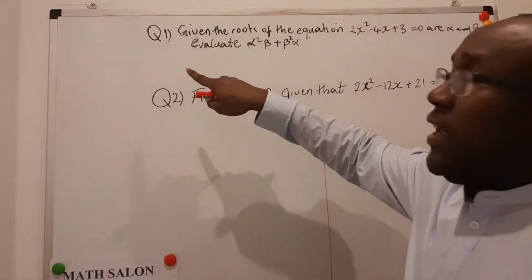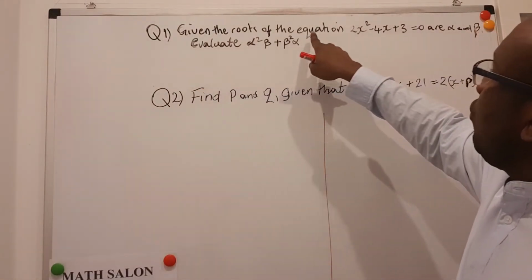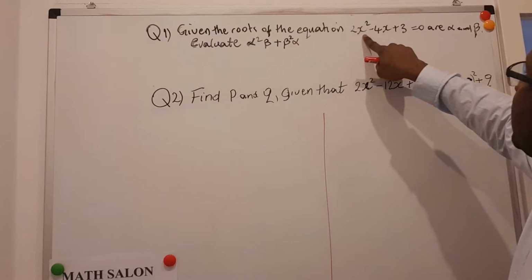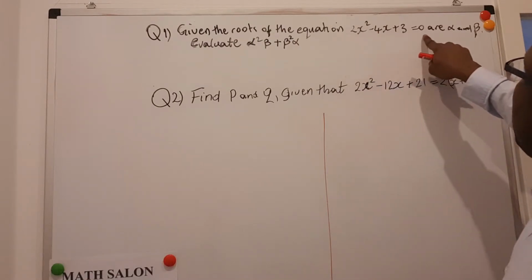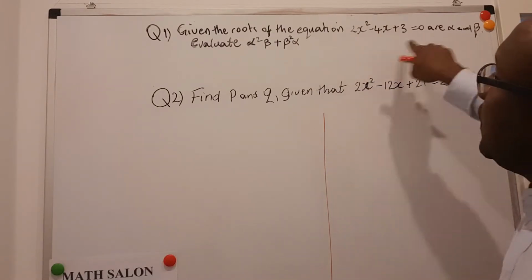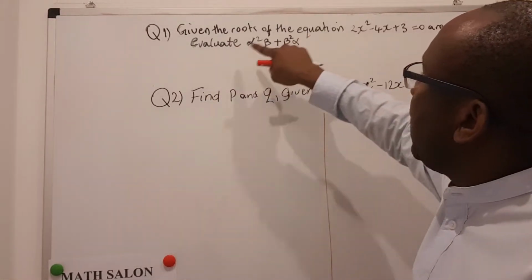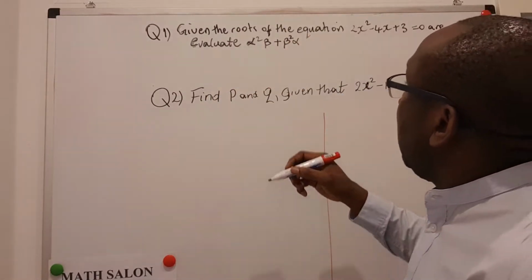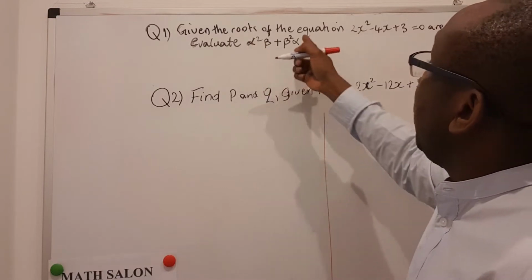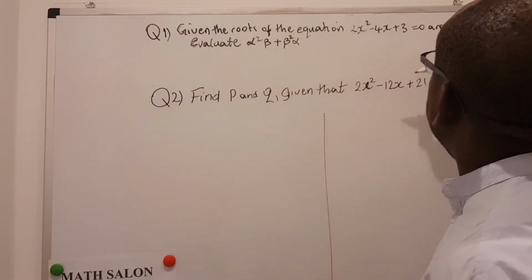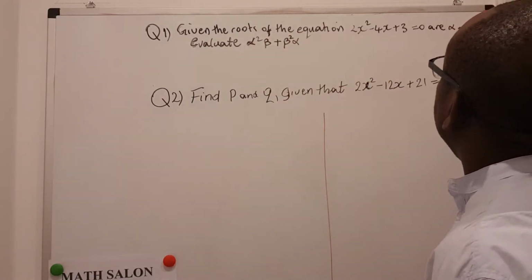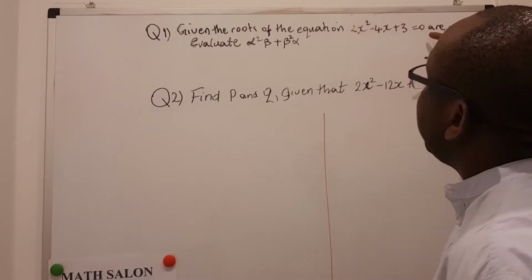So the first question says, given that the roots of the equation 2x squared minus 4x plus 3 is equal to 0 are alpha and beta, evaluate this expression here. So if I look at my expression, it's made up of the roots alpha and beta, and the idea is therefore to somehow use some relationship between this alpha and beta and the coefficients here in order to be able to work this out.